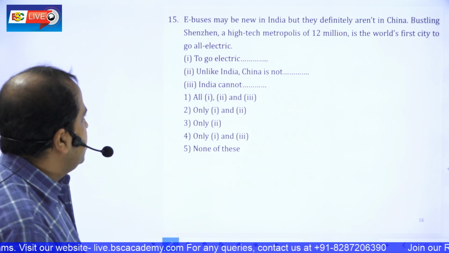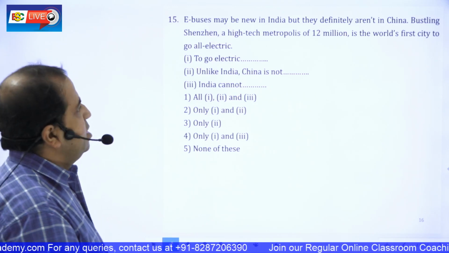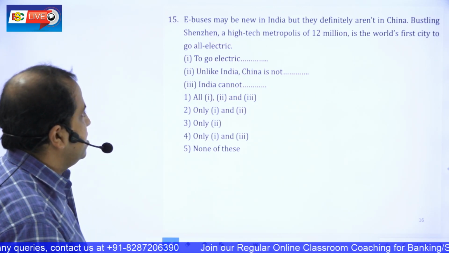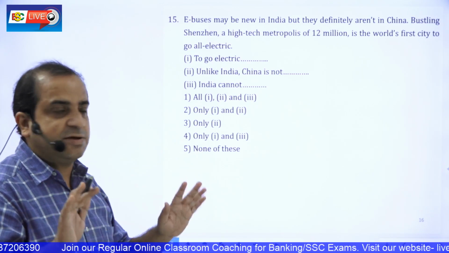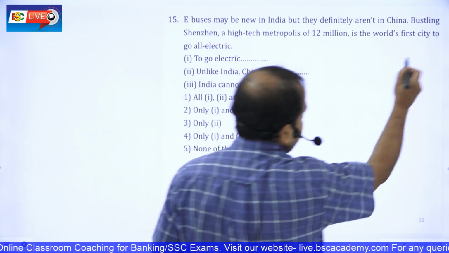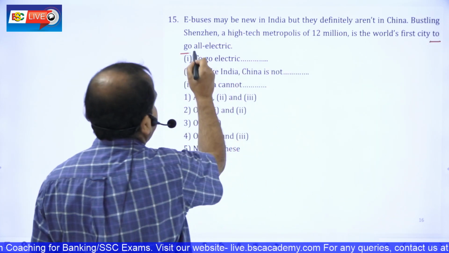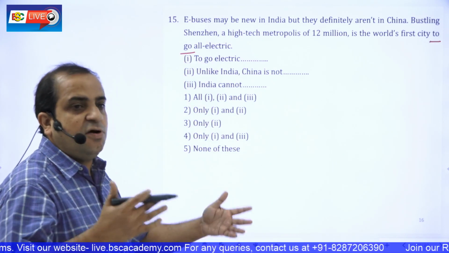E-buses may be new in India, but they definitely aren't in China. Bustling Shenzhen, a high-tech metropolis of 12 million, is the world's first city to go all electric. Now, to go electric. Now, here note this, the usage of this infinitive. Shenzhen is the world's first city to go all electric.